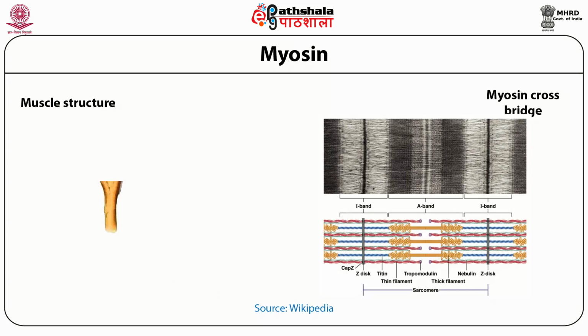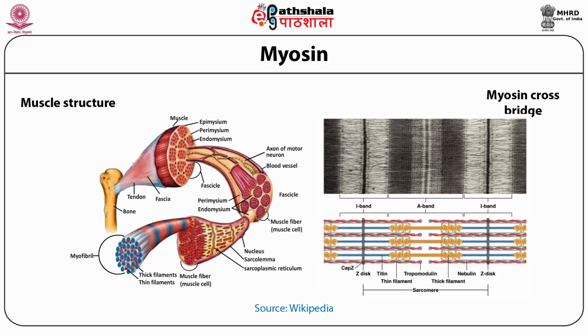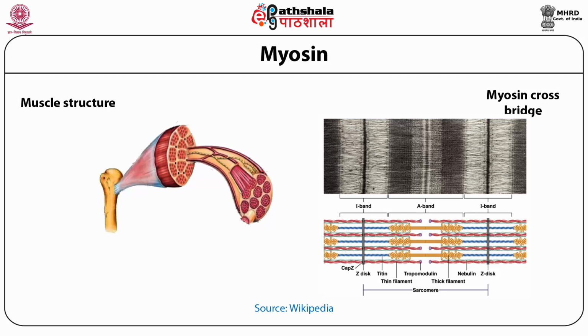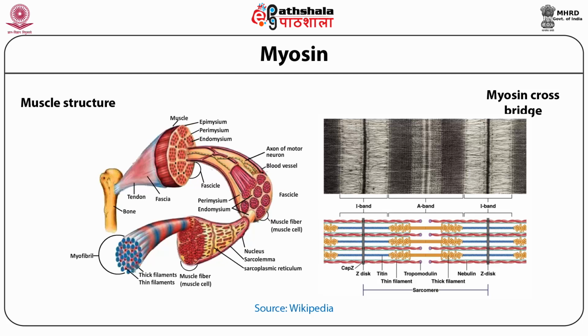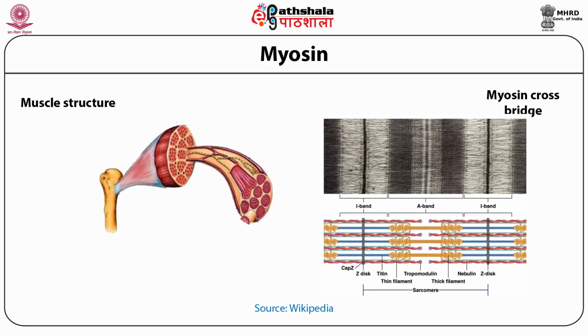Now we move to the other protein of the muscle or cytoskeleton, myosin. The easiest example is the muscle structure. If you take out a single muscle fiber and look at it under electron microscopy, you can see the light bands and the dark bands. The light bands are made up of actin filaments, and the dark bands are made up of myosin filaments.